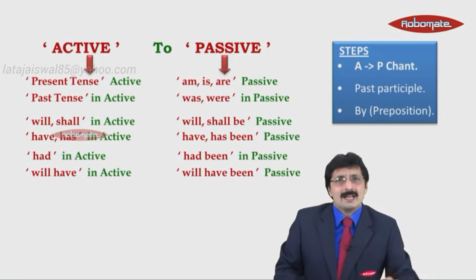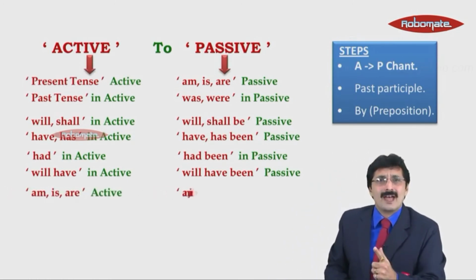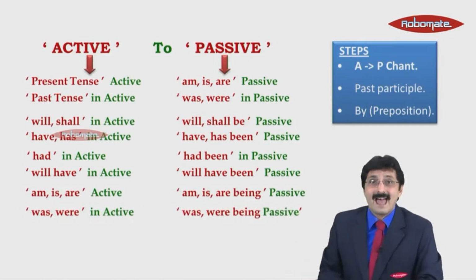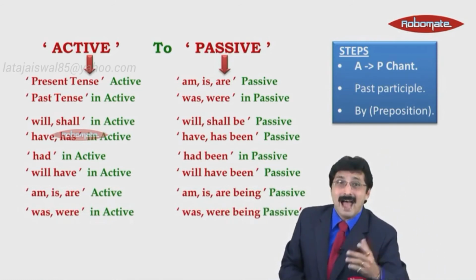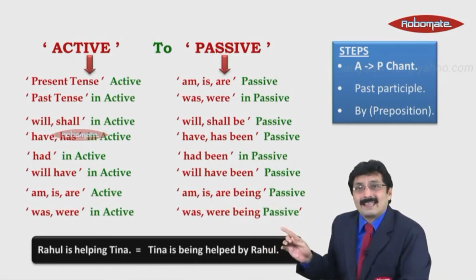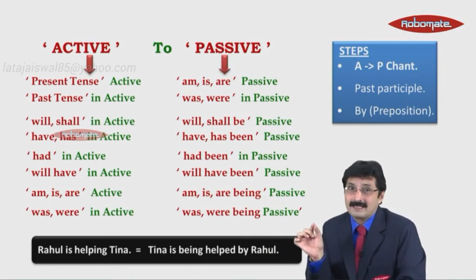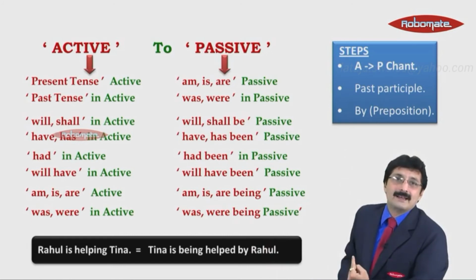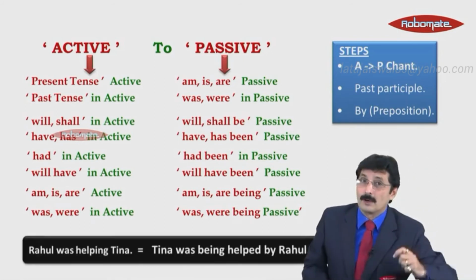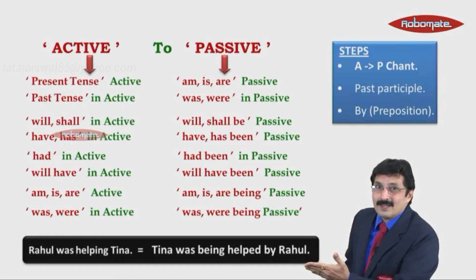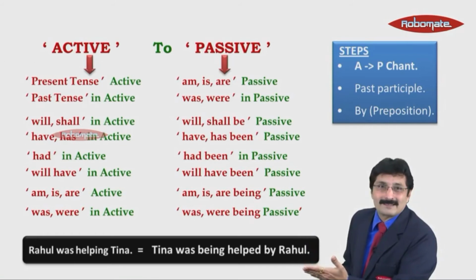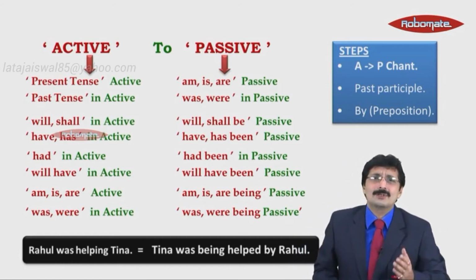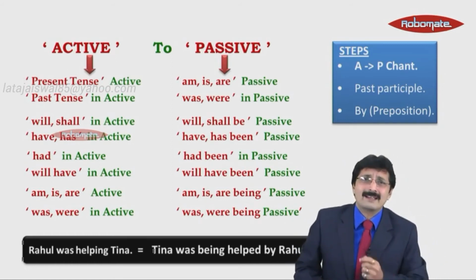And continuing to the last 2 lines of the chant, am, is, are active, am, is, are being passive, was, were, inactive, was, were, being passive. Absolutely, my dear friends. Can you see Rahul is helping Tina? There is an is in the active, and you will have an is being in the passive. And if there was a was in the active, you have a was being in the passive. Clear? My dear friends, you only need to know this, and your work is done.